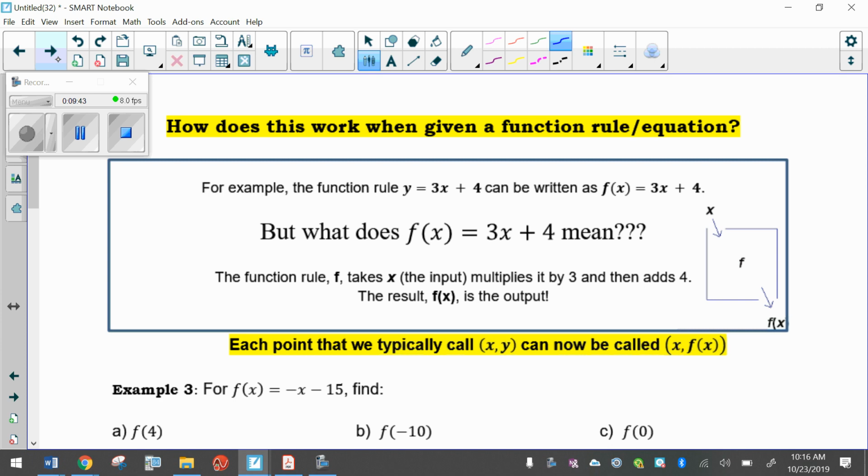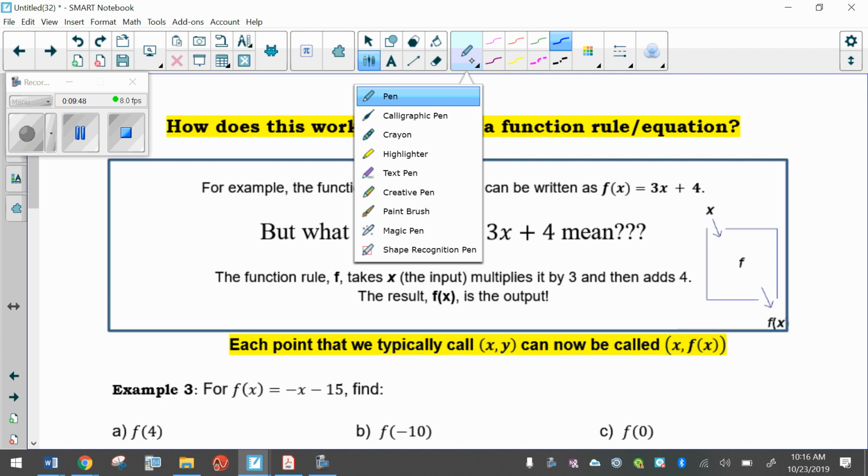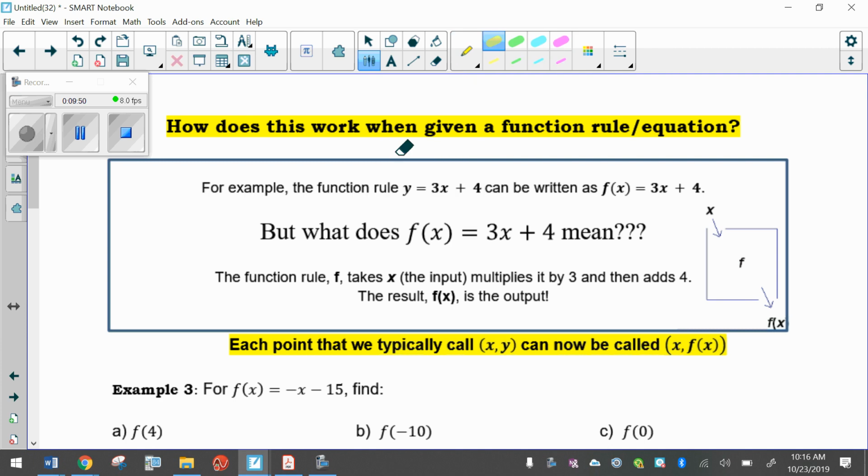So for example, the function rule y equals 3x plus 4. If you want to write it in function notation, you simply take the y out and replace it with f of x. So y equals 3x plus 4 is the same as f of x equals 3x plus 4. But what does that mean? So the function rule f takes x, the input, and what does it do to it?